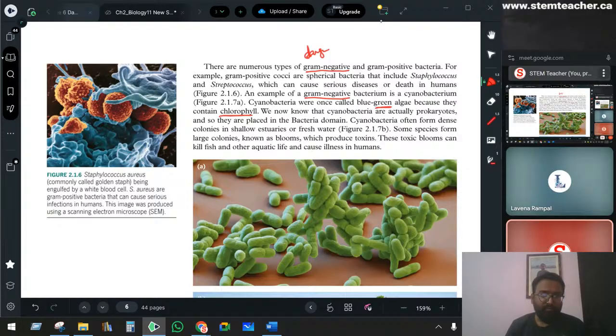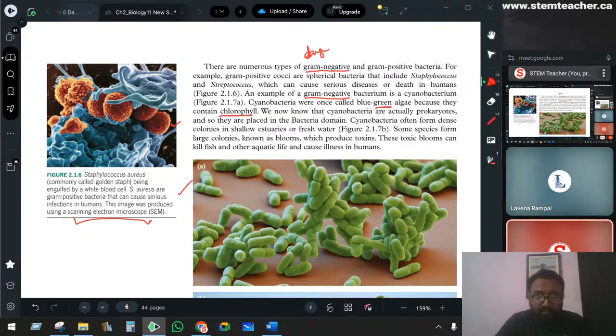So this is one example he gave: Staphylococcus and Streptococcus, which can cause serious disease or death in humans. He explained it breaks the system. It impacts the nerve system, sometimes the brain nerve system. It is seen with a scanning electron microscope; only with the help of a scanning electron microscope can we see it. So it is cocci.